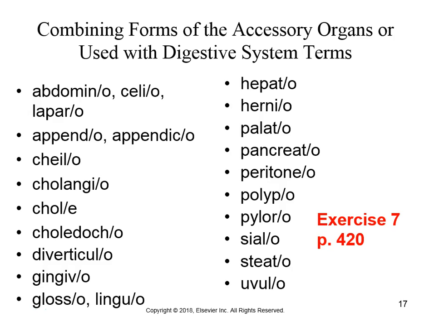These are all the combining forms that go along with those accessory organs, and I will tell you, it does get a little bit confusing when we get to the C's here. So let's start. In this book we have abdomino, celio, and laparo. All mean abdomen. It can get a little tricky.